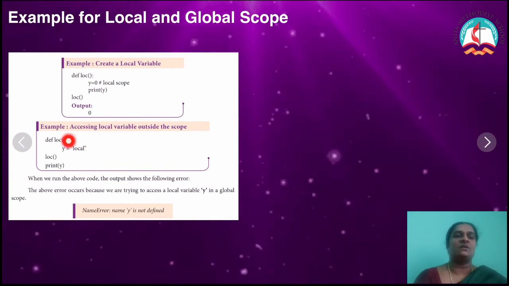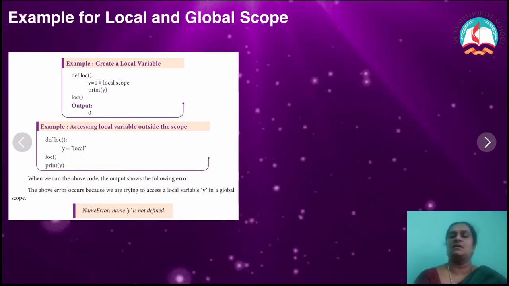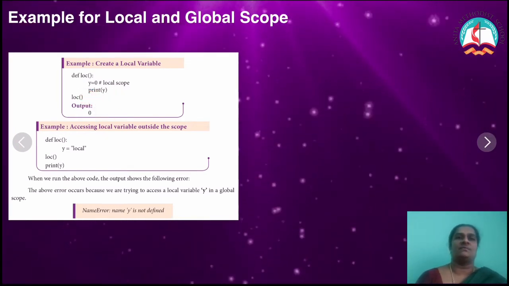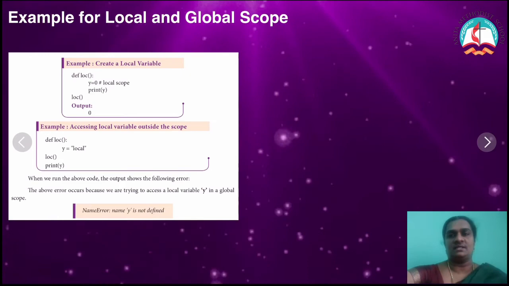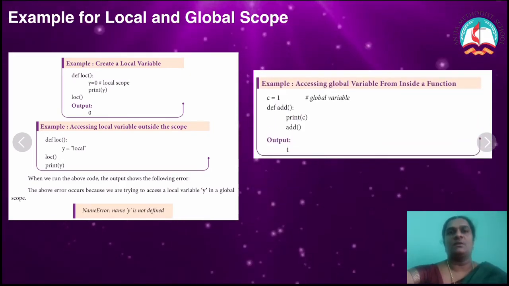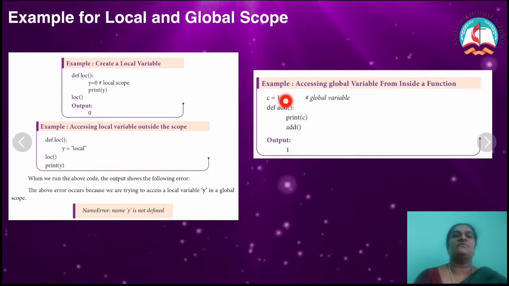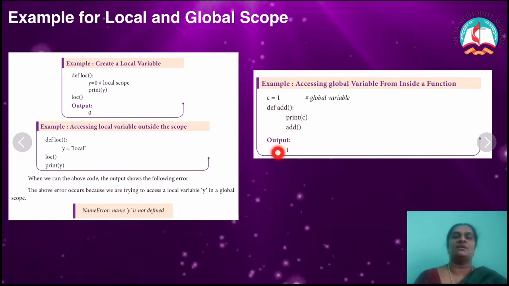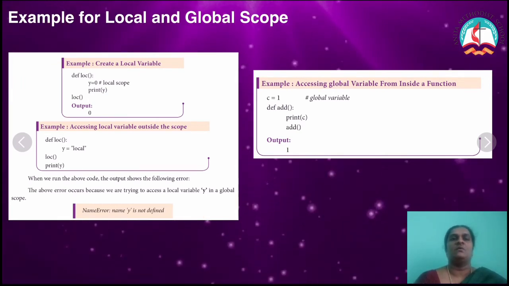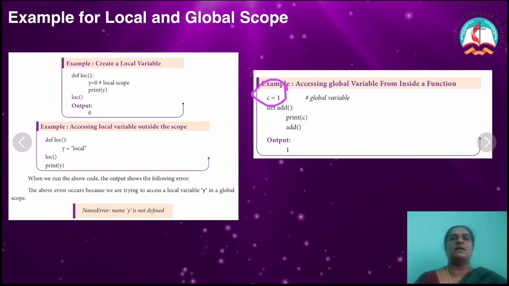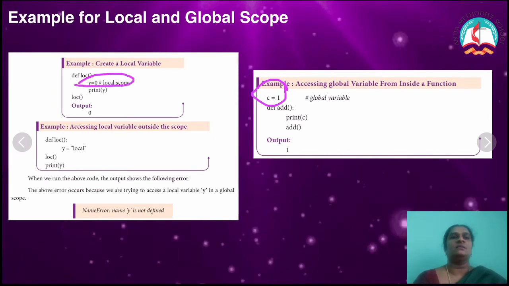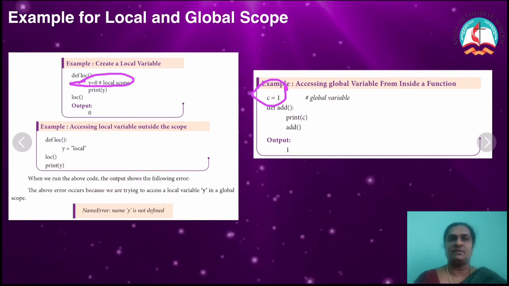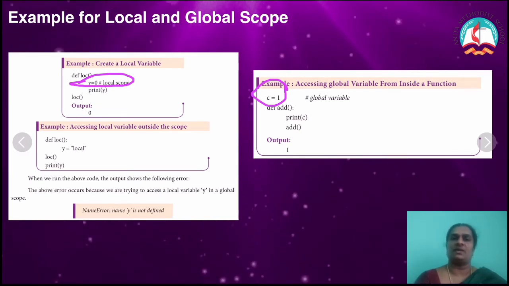So once we define the Y here, you will be getting the output. It's within a function that is called as local variable. Now we are going to see an example for a global variable. Yes. So the difference is here C is equal to 1, def add, print C, add. So here the output will be displayed. What happens here? This C is declared outside. Here this Y is declared inside a function. So that's the difference between global and local variable.